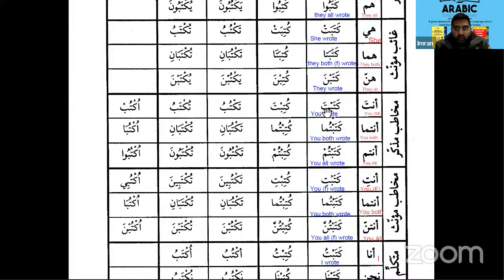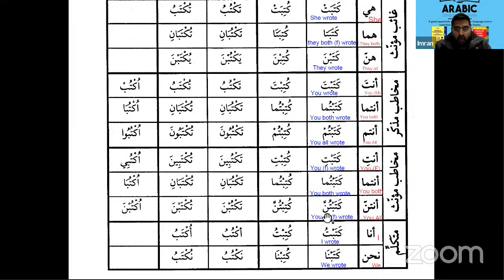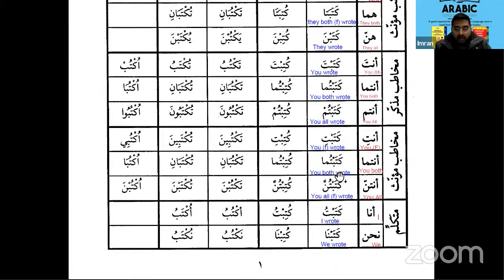The suffixes which we add are ta, tuma, tum, ti, tuma, tunna. And in all of these six, the ba remains with a sukoon. And then ana is represented by the suffix tu, and nahnu is represented by the suffix na. Katabna. Is that clear for everyone in the class now?